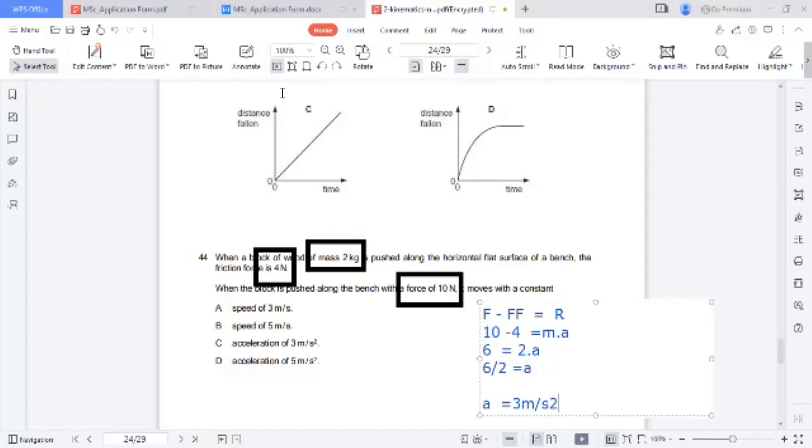Okay, speed is 3 meters per second, that's wrong. Speed is 5 meters per second, that's wrong. Acceleration is 5 meters per second, that's wrong. And we have only this option.